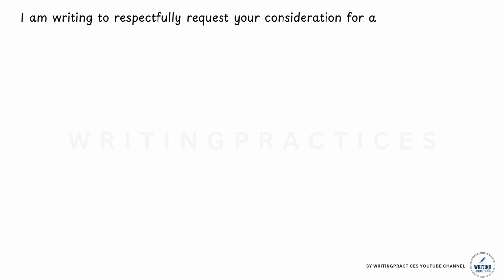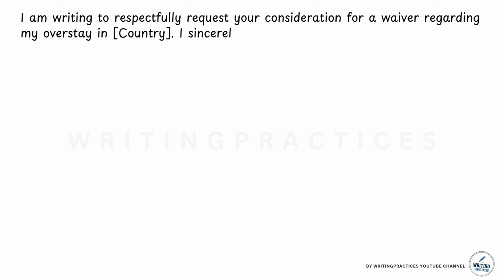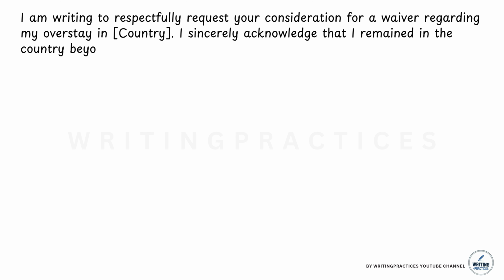Opening paragraph. Now begin the letter by explaining why you are writing. For example, I am writing to respectfully request your consideration for a waiver regarding my overstay in the United States. I sincerely acknowledge that I remained in the country beyond the authorized period of my visa or immigration status, and I deeply regret this violation.